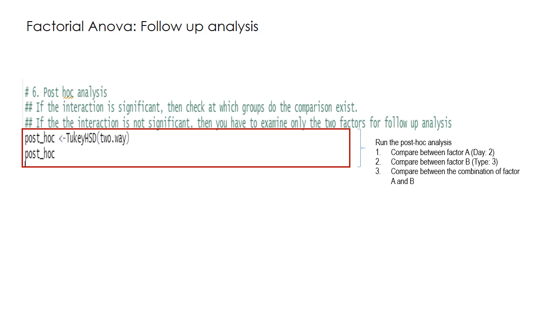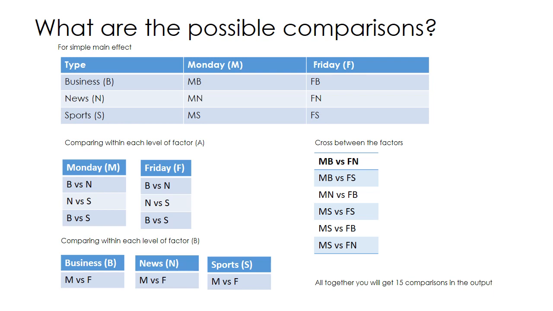So it actually gives you a very comprehensive and detailed follow-up analysis. So what are the possible comparisons? Remember, when you have a significant interaction, you need to run simple main effects. So if your interaction is significant, you have to follow the path of simple main effects, because they are connected.